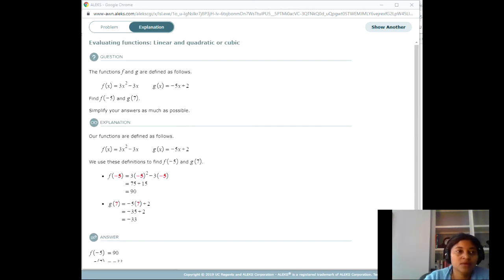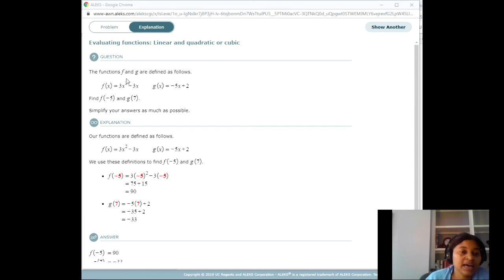Evaluating functions, linear and quadratic or cubic. Okay, for this type of problem, we're working out a function, so you simply have to replace the letter with a number. You can see here where it says f(x) = 3x² - 3x. So here you have to find f of -5. Everywhere you see the x in parentheses next to the f, you know that the x has to be replaced with this -5. So you will replace this x with a -5. You will put that -5 in parentheses, and then you will put the exponent of 2 on the outside of the parentheses.